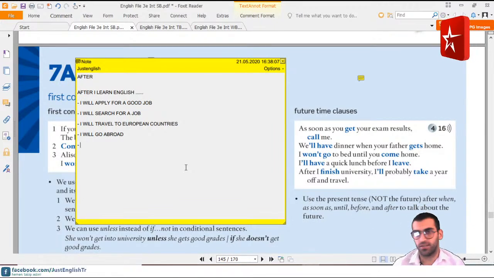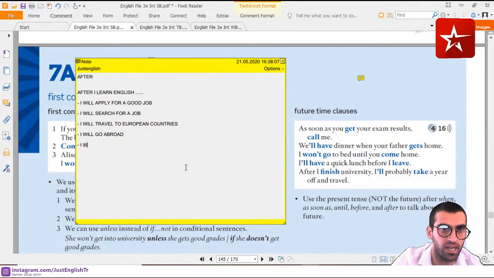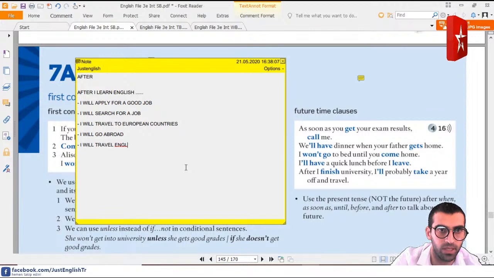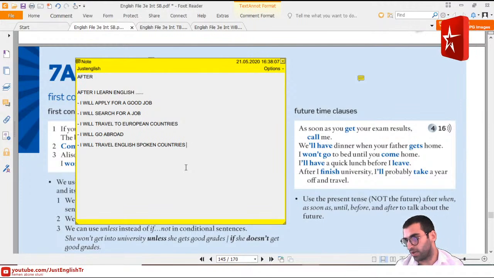What else? The next idea I'm gonna get from you, and then we will have a break time. And maybe after I learn English, I will visit, I will travel English spoken countries. Yes, I will travel English spoken countries, or I will go to the USA to visit my sister, as Miss says. It's a good idea, why not?